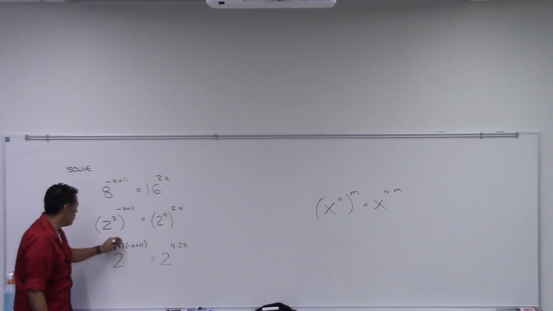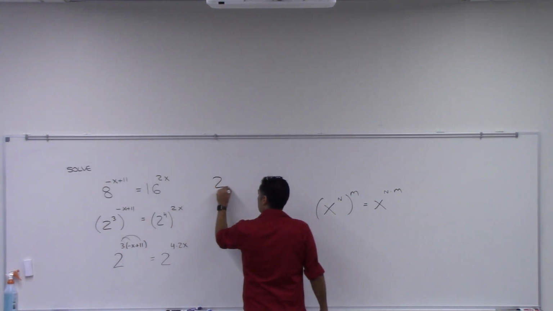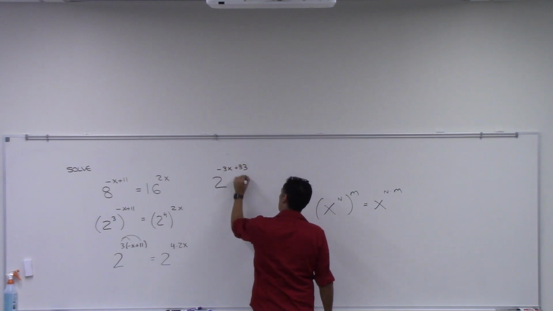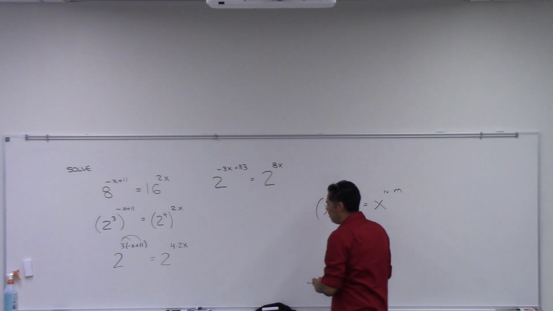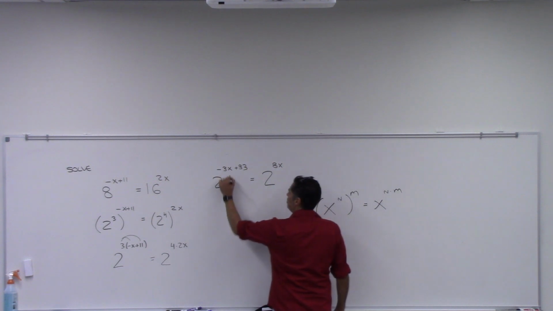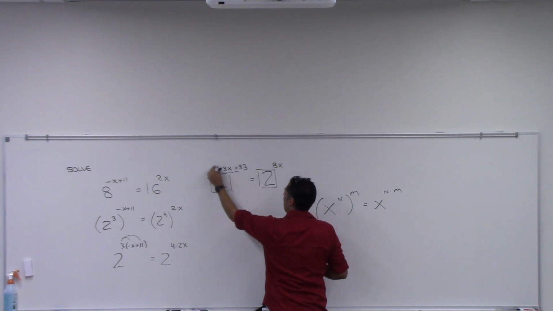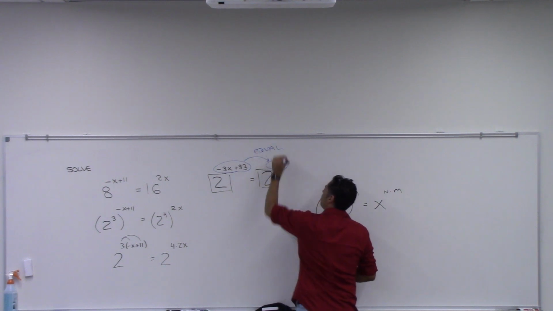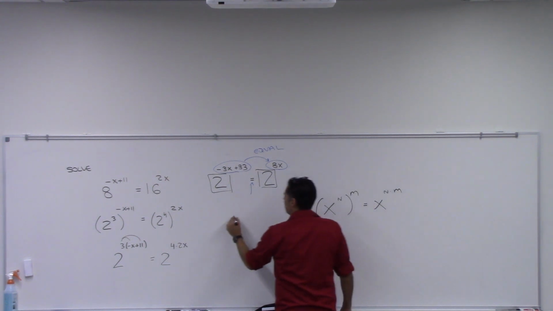Okay, now distribute through. We get 2 raised to the negative 3x plus 33 equals 2 to the 8x. That's just multiplying 4 times 2x. And now we finally are at a point where we can say, if this is 2, and this is 2, and the 2 on the left is being raised to this power, and the 2 on the right is being raised to that power, that means that these two have to be equal. In order to maintain the equality here, we have to set those two equal to one another. So we just set the exponents equal to one another.